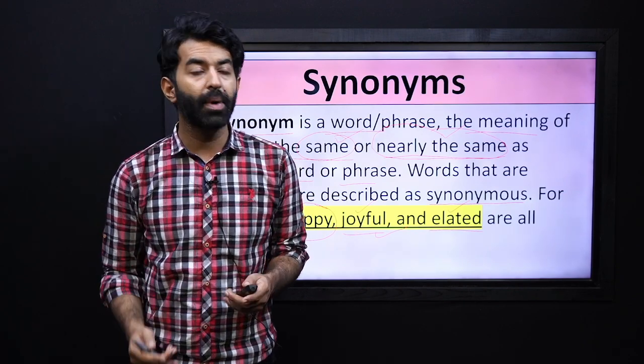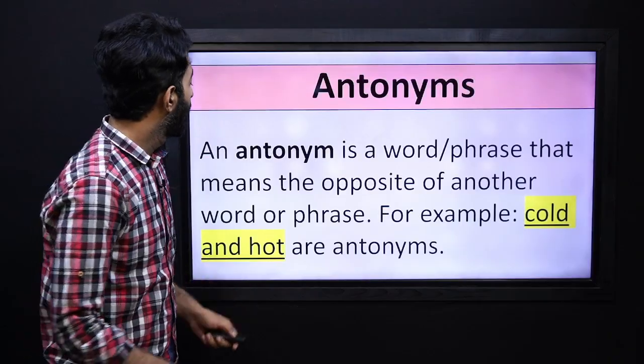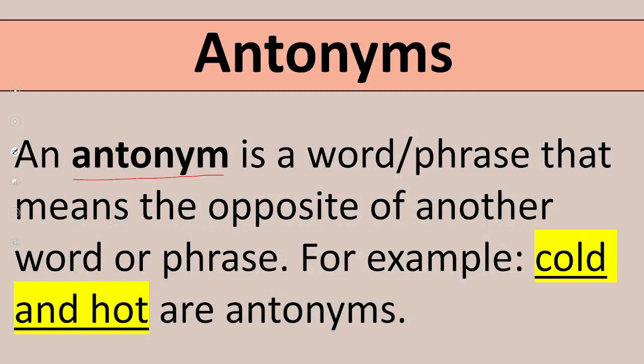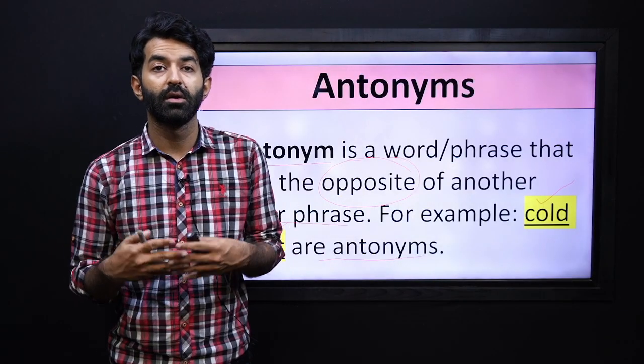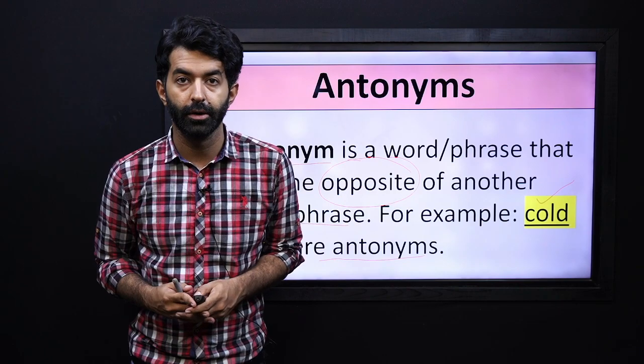Now, let's talk about the antonyms. An antonym is a word or a phrase that means the opposite, unlike the synonym of another word or phrase. For example, we have a word cold. Now, if something is cold, the opposite will be not cold, which means it is hot. They are antonyms of each other. And similarly, we can find so many opposite words of one word.